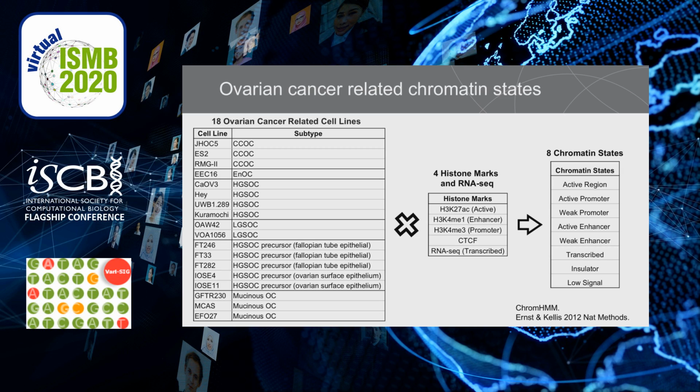And since ENCODE data was from common cell types, we next asked if the enrichment will be stronger if the ovarian cancer-related cell types are being used. To answer that, we generated a catalog of ovarian cancer epigenomic annotations. 18 ovarian cancer-related cell lines were profiled by RNA-seq and ChIP-seq for 4 histone marks. We trained a chromatin model to map the histone marks into 8 chromatin states as listed here.